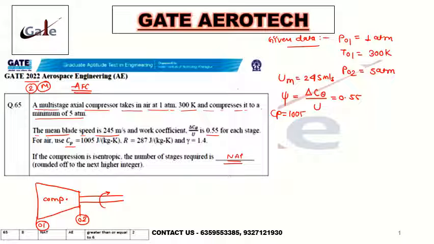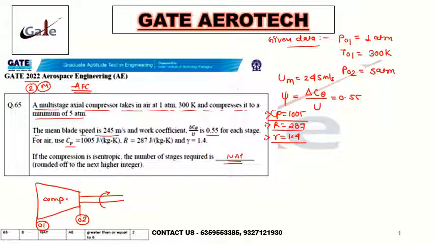I'm not writing the unit, you know, this is joules per kg Kelvin. And R they have given, it is 287, and gamma they have given 1.4. They have said for air. If they have not given, you have to remember all these values. By default you should use air, because a compressor handles air, not other gases, so you should use the air properties.